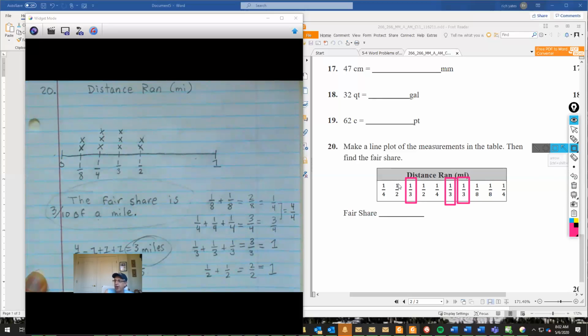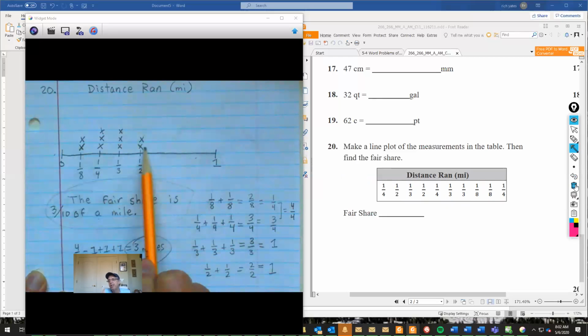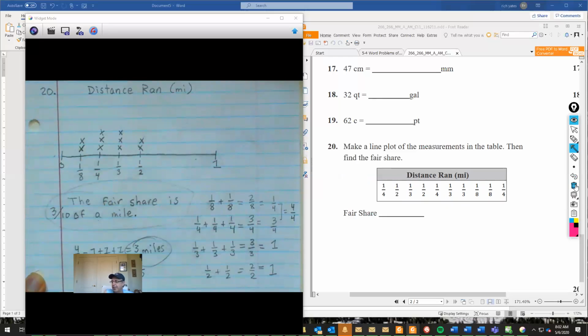So on my chart, I'm going to be putting right here 1, 2, 3 X's for each one of the people that ran that distance. And I'm going to do that for every single one of the other distances too, making sure the X's are nice and even and the same size, because it makes it a lot easier to understand the chart. If the X's are different sizes, it's very difficult to read.